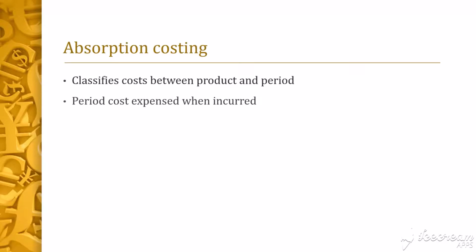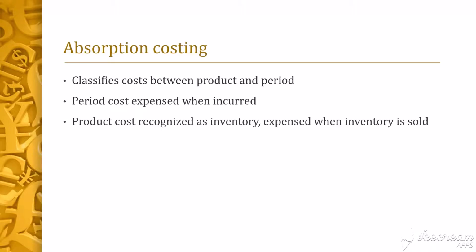In absorption costing, costs are classified between product and period. To recap, period cost is recognized as an expense when incurred. Product cost, on the other hand, is recognized as part of inventory. These product costs are recognized as an expense only when the inventories are sold.